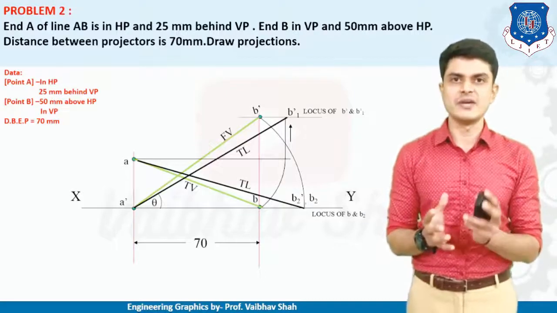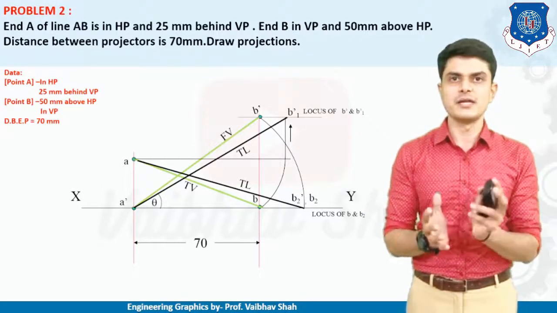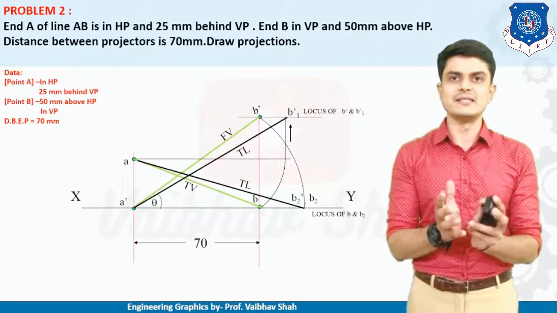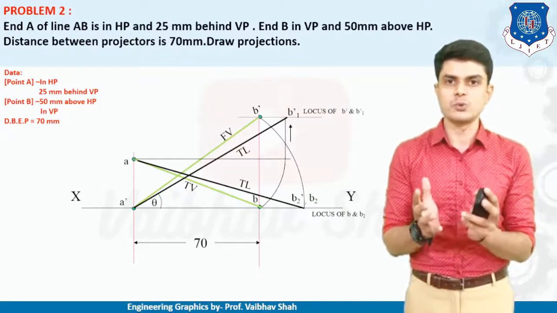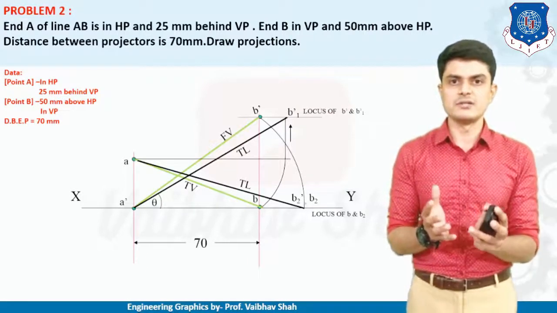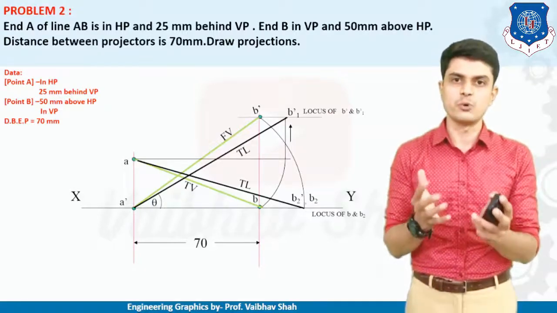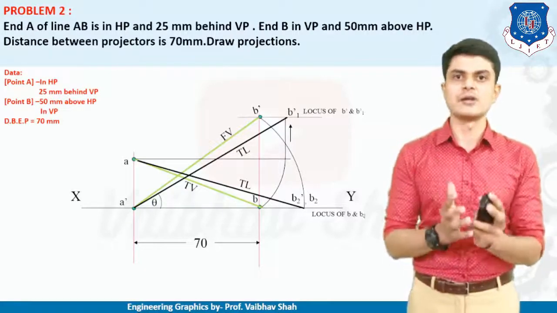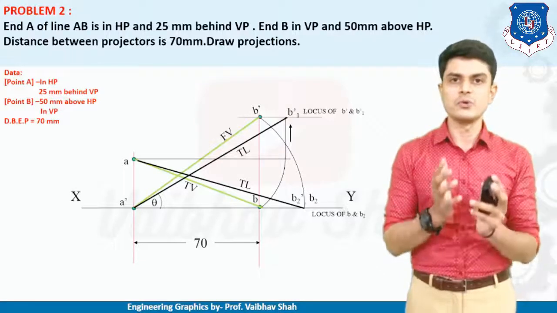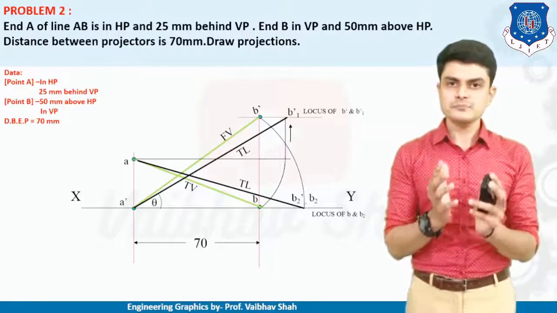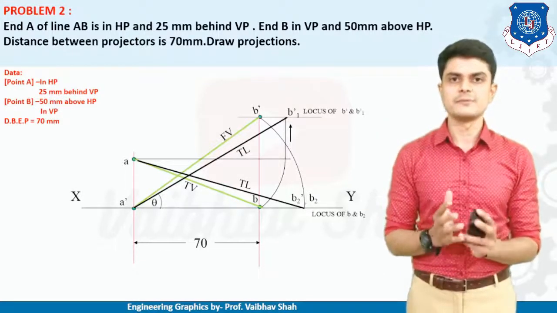So we are following the same example, but here the method is different. Here the top view and front view are given. That's why we are rotating and making it a horizontal line, and then we find the true length, right?